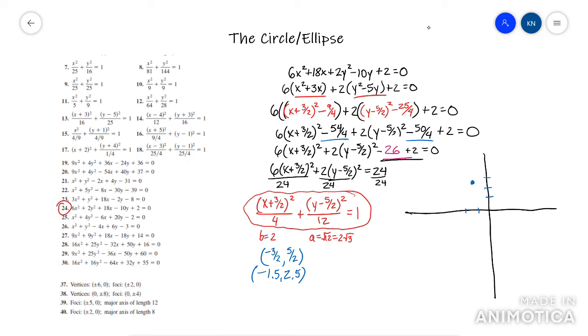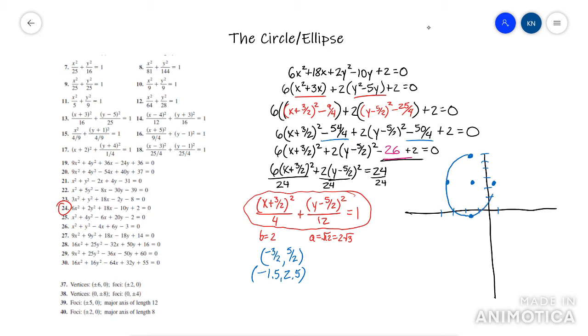All right. The bigger number's under the y, so it's a vertical ellipse. And so I'm going up 2 root 3. You can just kind of estimate. That's going to be a little bit over 3. So I'll just call it 3. Here. It'd be like here. And then left, right, 2. So it's going to be somewhere like here. And like here. It's not perfect. That's okay.